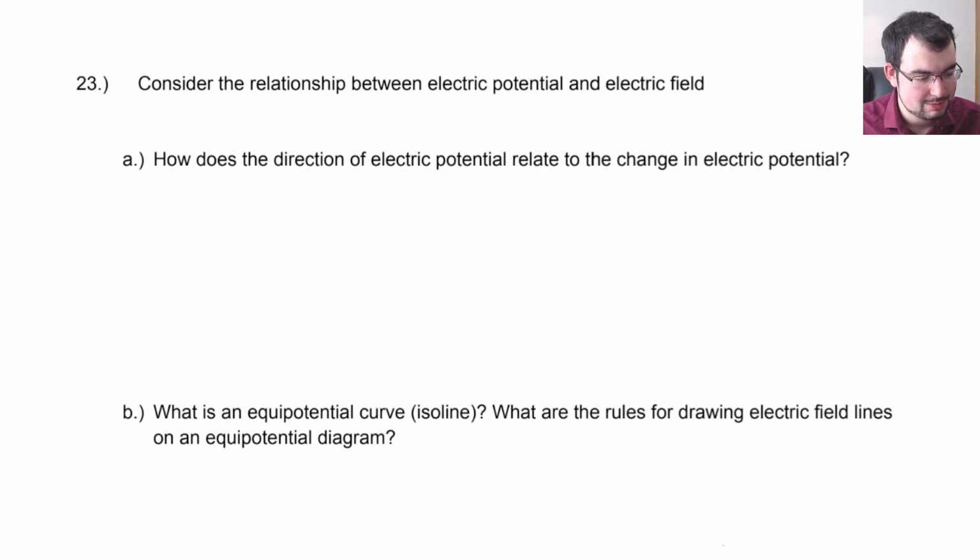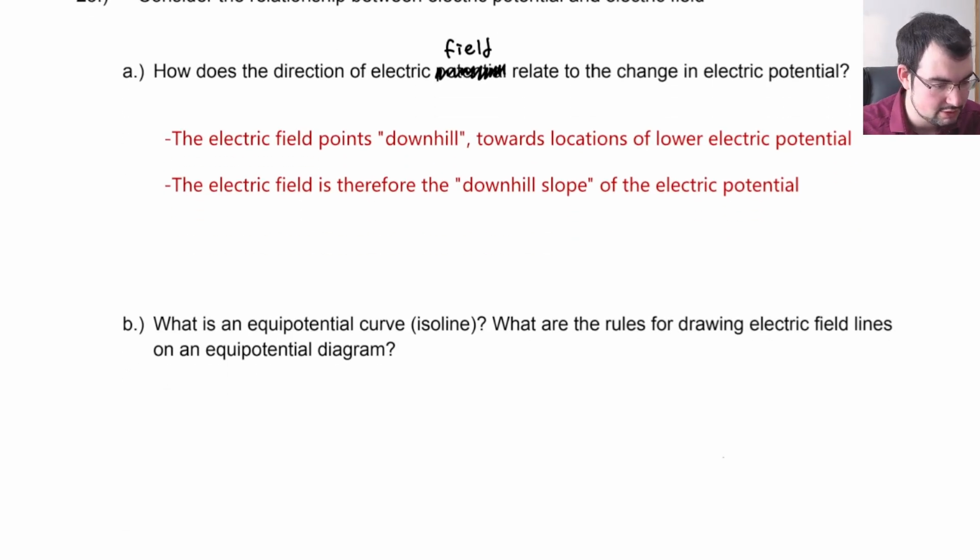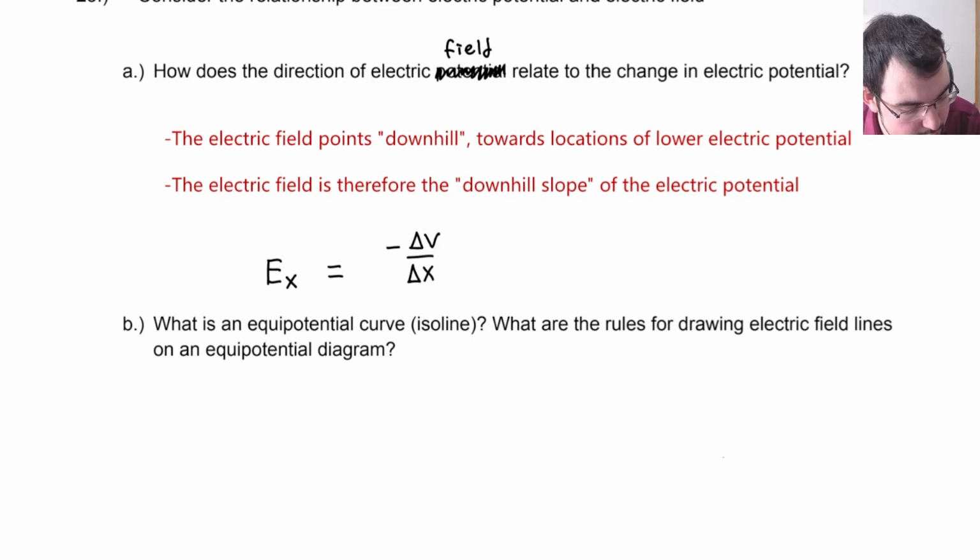So, how does the electric field relate to electric potential change? Oh, bad on me there, there's a typo. Well, the electric field points downhill towards locations of lower potential. So this means the E field is the slope of the terrain, but it also points downhill. So you can say that the electric field in a given direction is equal to the negative slope of the potential.